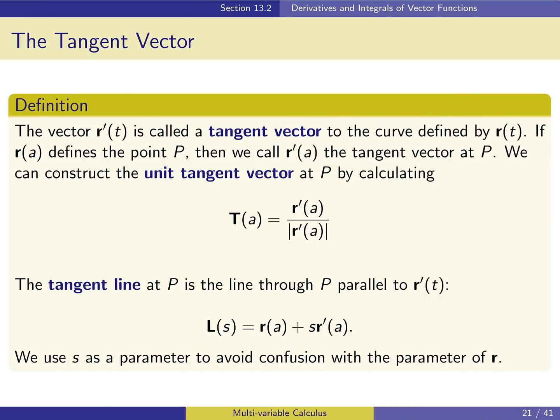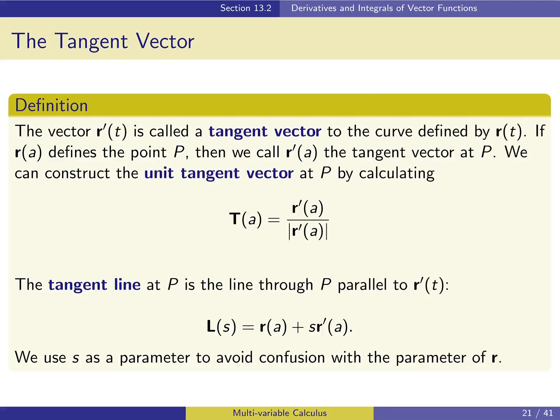The derivative of a vector function can be thought of as an instantaneous rate of change, but it can also be thought about geometrically. We'll use the following definition. The vector r prime of t is actually called the tangent vector to the curve defined by r of t. If we have some particular point p, which is defined by r of a for some number a, then we call r prime of a the tangent vector at the point p.